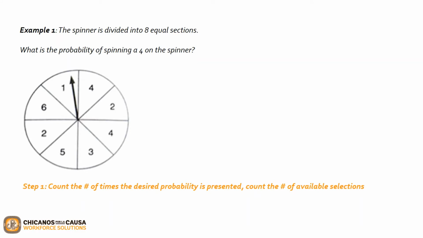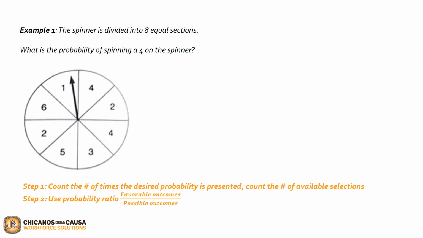So we're going to follow a series of steps, really just 2, in order to solve this problem. So let's start with step 1. Count the number of times the desired probability is presented. Then count the number of available sections. Step 2, use probability ratio, and remember it's favorable outcomes over possible outcomes.